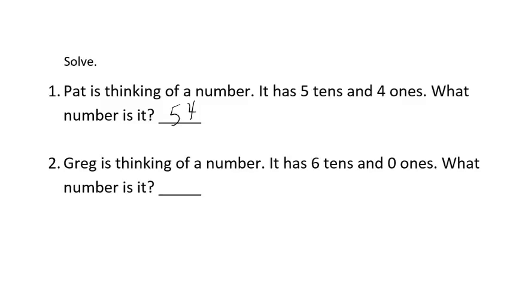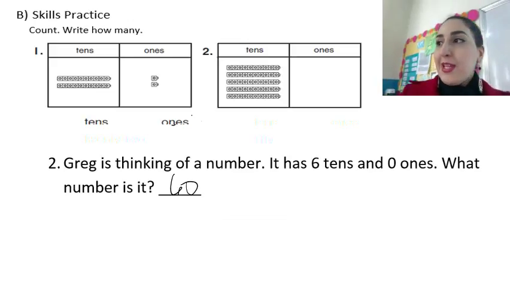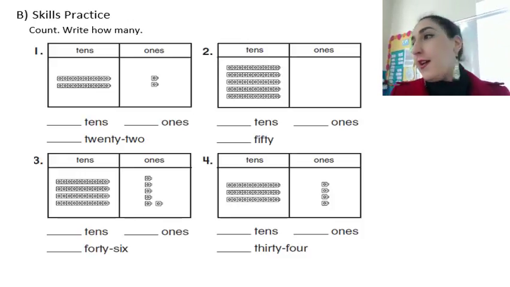Number 2. Ali, please read. Greg is thinking of a number. It has 6 tens and 0 ones. What number is it? What's the number? Hussein. 16 or 60? 60, okay? Good job.